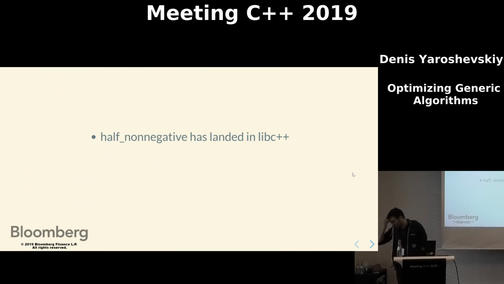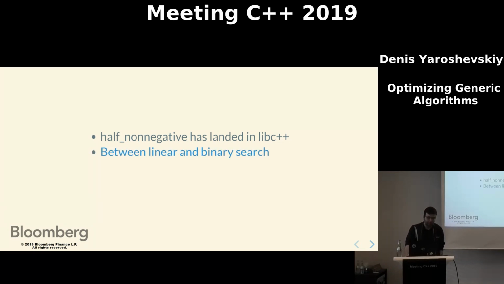OK, so this function has landed in libc++. This is now shipping with Clang. I think we're done with binary search at this point, right? I wrote a blog post between linear and binary search some time ago, which explores some more stuff about binary search and compares to linear search.